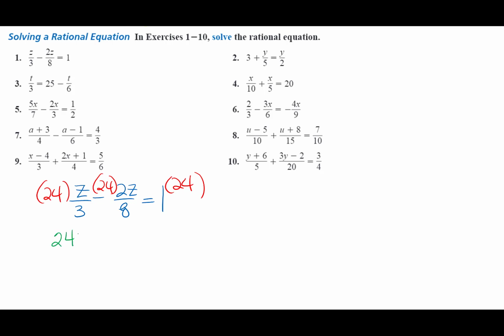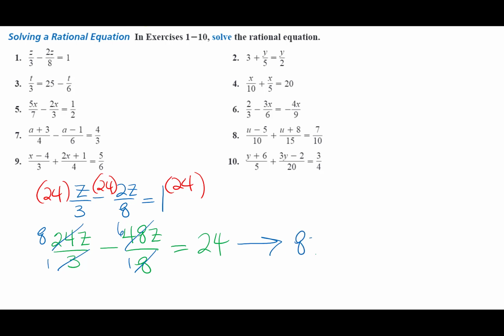So now we have 24z over 3 minus 48z over 8 equals, and then 1 times 24 is 24. Now let's simplify these fractions. 24 and 3 simplify to 8 and 1. 48 and 8 simplifies to 6 and 1. And so here I'm going to rewrite the equation with whole numbers. 8z minus 6z equals 24. 8z minus 6z is 2z. And when you divide both sides by 2, z equals 12.